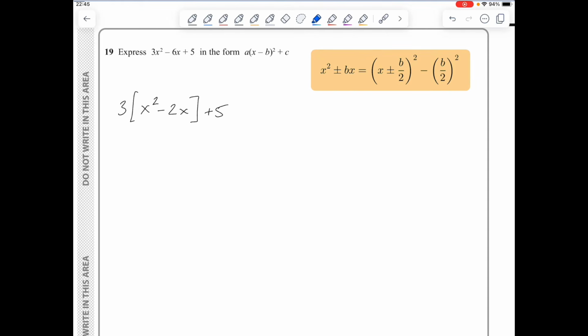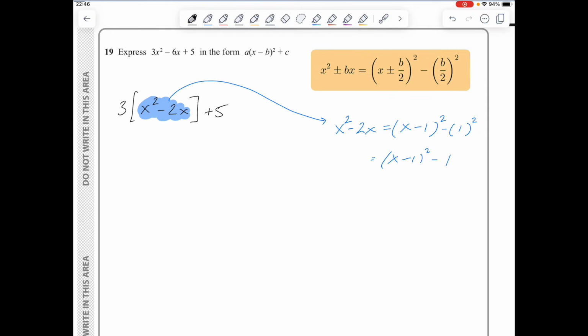So now I can take this expression, come to the side, and apply the formula for completing the square. So x squared minus 2x is equal to (x minus half of 2, which is 1) squared minus 1 squared. Now I'm going to remove the second bracket. So 1 squared is just 1.